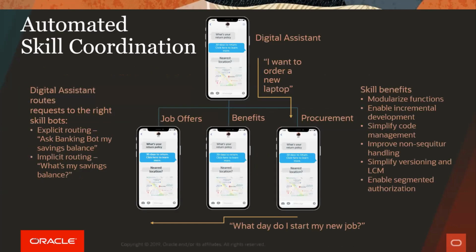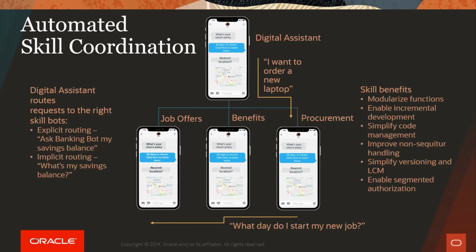All right. One key aspect of a digital assistant is the ability to do automated skill coordination, which supports multiple skills within an ODA, Oracle Digital Assistant, and routes the request to the right skill bots. So one digital assistant can have many skills. Earlier we talked about that. It can book a flight. It can check your finances. Each of these is considered one skill. So you can put many skills into a digital assistant, and you can train it to do that.